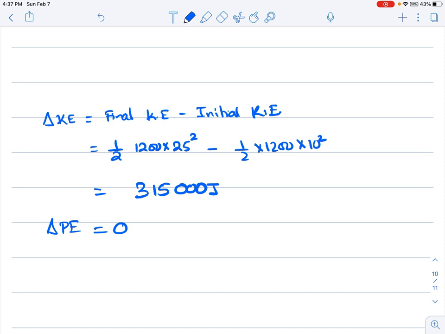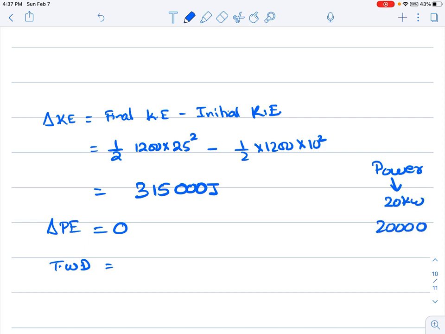Now, work done by the car, total work done by the car. How do I know the work done? Total work done is work done by the car. Over here I have power. How much power do I have? 20 kilowatts, 20,000.